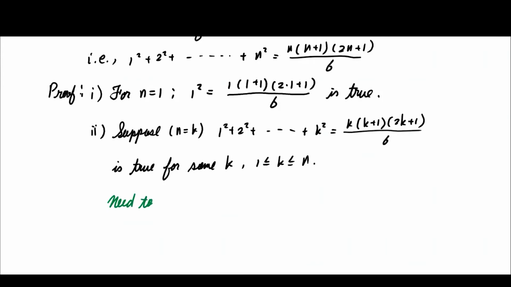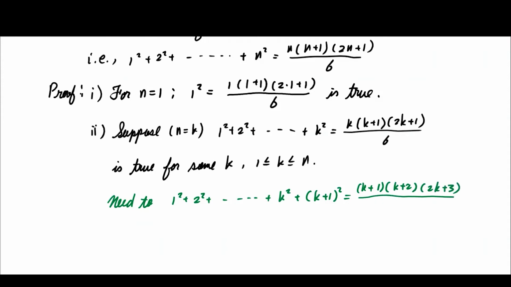This is what we need to show using nothing but our induction hypothesis. 1 squared plus 2 squared plus dot dot dot plus k squared, but we have one more line, and then this side as if you replace k with k plus 1. So this becomes k plus 2, and then this becomes 2k plus 3. Too much algebra? We need to show this is true.